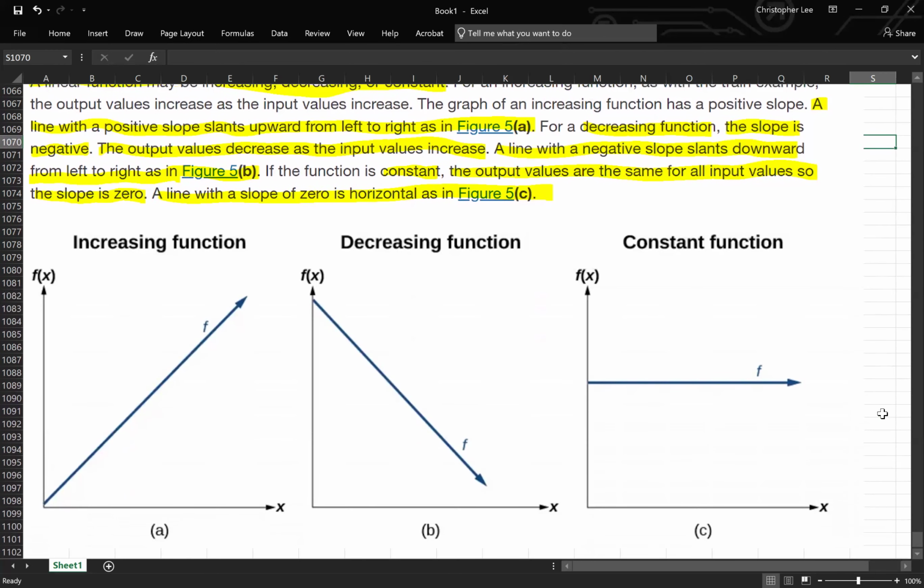For a decreasing function, the slope is negative. The output values decrease as the input values increase. A line with a negative slope slants downward from left to right, as you can see in figure B. If the function is constant, the output values are the same as the input values, so the slope is 0. A line with a slope of 0 is horizontal, as you can see in figure C.